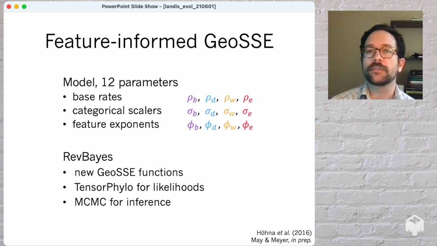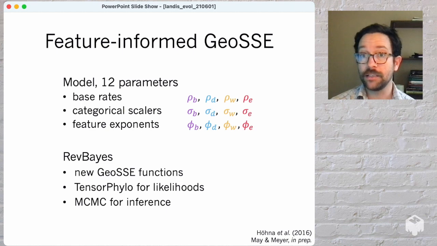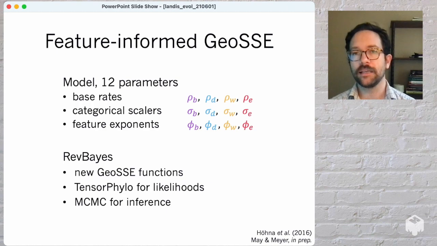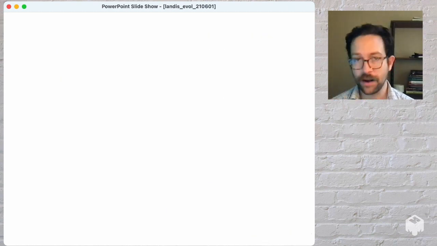I then took this framework and plugged it into RevBayes, a Bayesian phylogenetics package that I helped develop. I introduced a few new GeoSSE functions to specify GeoSSE type models. For the SSE likelihoods, I'm using a new library developed by Mike May and Xavier Meyer, which is in preparation, called TensorPhylo. And for inference, I'm using MCMC to estimate parameters.